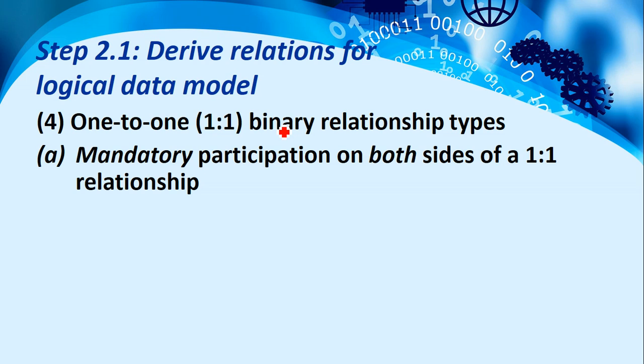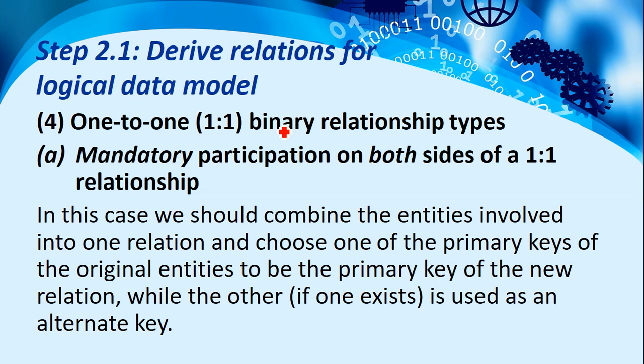So let us first discuss this A. In this case, we should combine the entities into one relation. So this is the keyword here. Let's combine those two entities into one relation and choose one of the primary keys of the original entities to be the primary key, while the other, if one exists, is used as alternate key. We only have an alternate key if each of the two entities has its own primary key. Because we choose only one out of the two primary keys between the two entities, and the one not chosen becomes the alternate key.